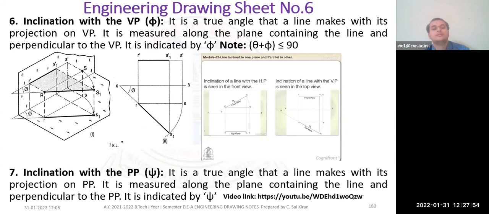So next one. This is my profile plane. Any inclination with respect to the profile plane, this angle is called omega. If there is an inclination with the profile plane, then you will consider this angle. And then the projected length on the side view will be less than the true length.